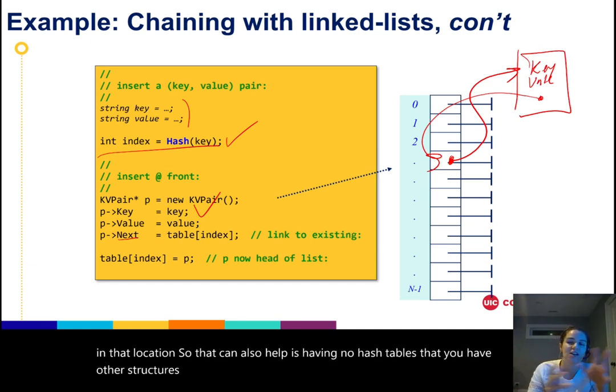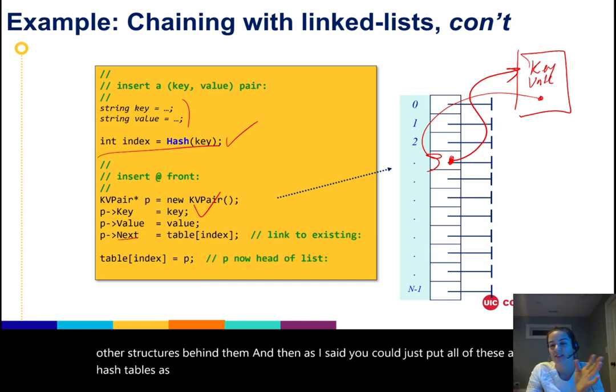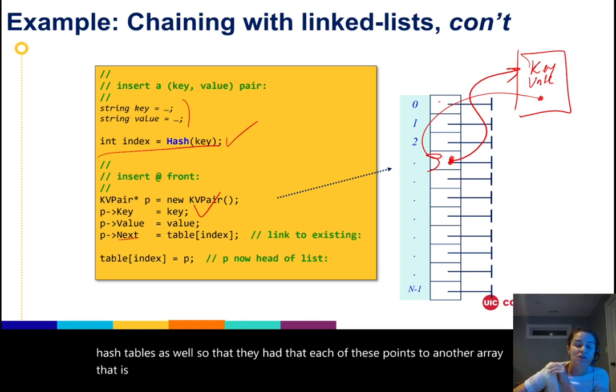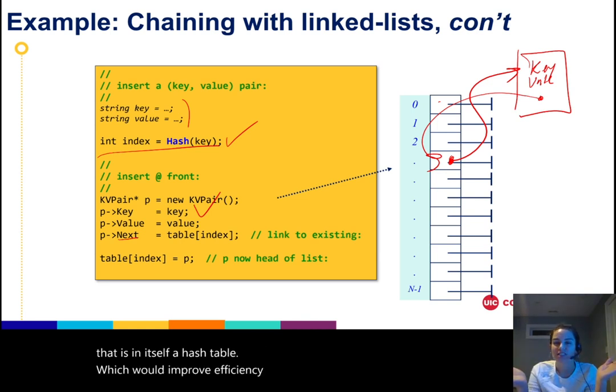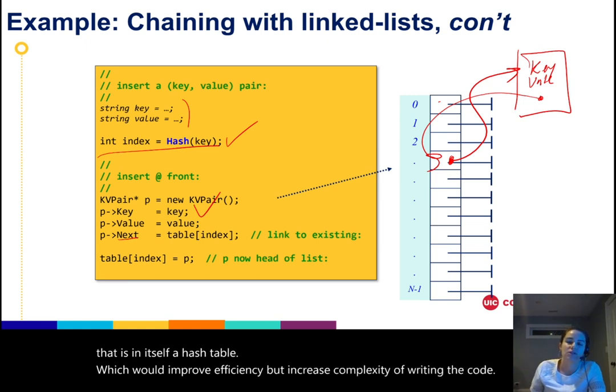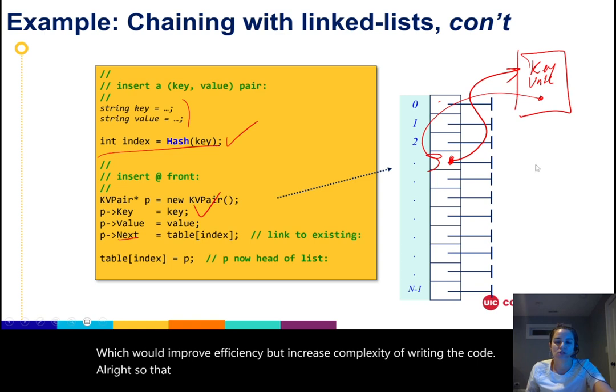And then, as I said, you could just make all of these hash tables as well, so that each of these points to another array that is in itself a hash table, which would improve efficiency but increase the complexity of writing the code. All right, so that is it for chaining.